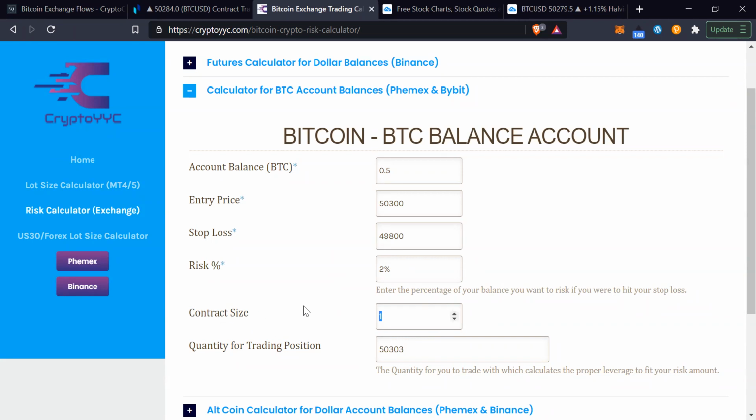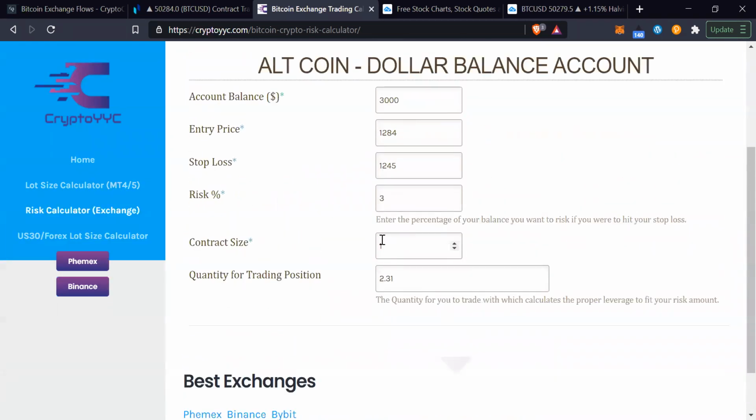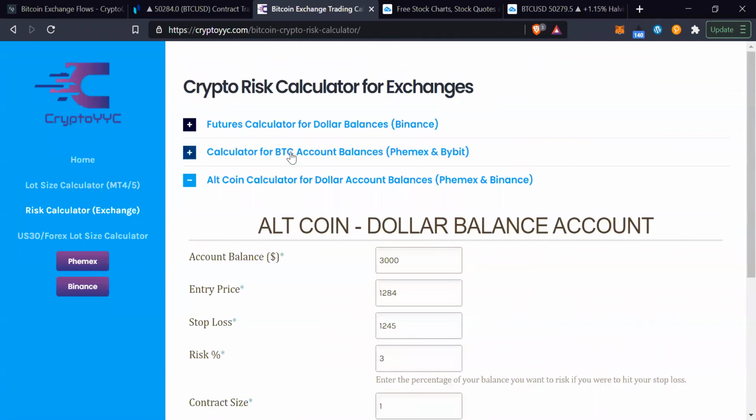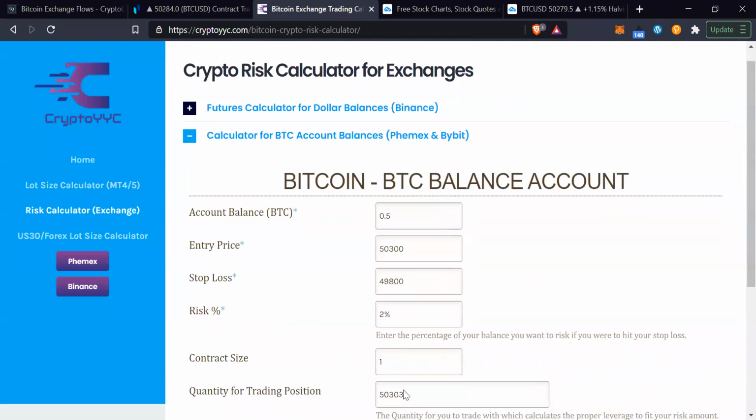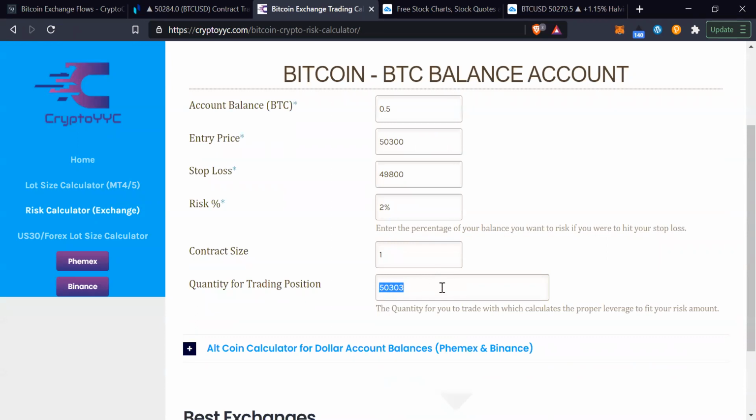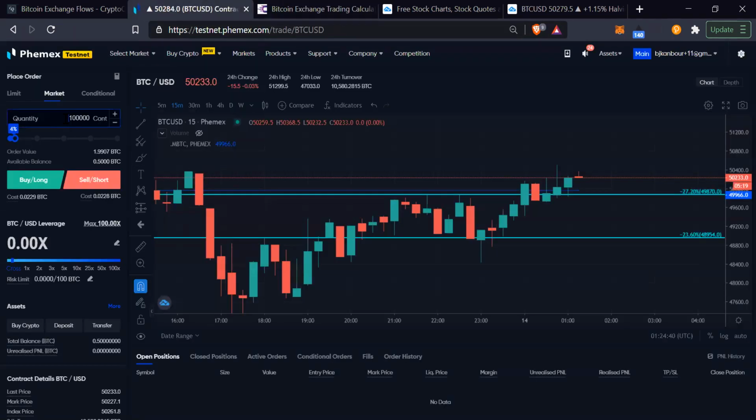For Bitcoin, you never have to worry about the contract size. Always just leave it at 1. When we go into altcoins, you'll see that that's going to be necessary to input. So we're going to copy this 50,303. We're going to paste that into this market tab over here. Okay. Now I'm ready to enter my position. I'm going to click buy long.